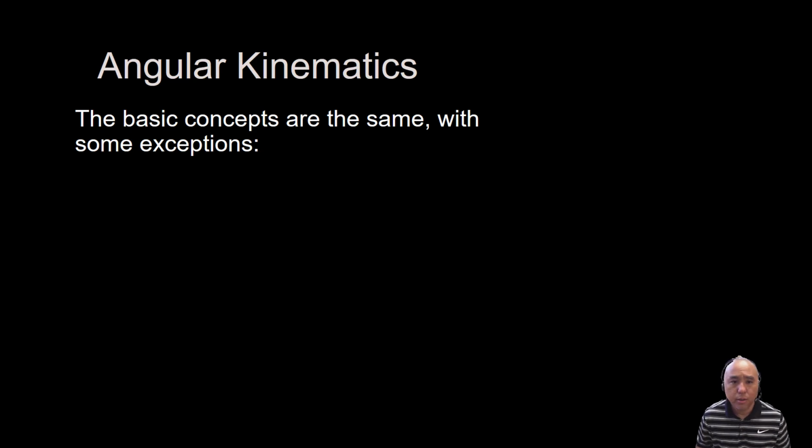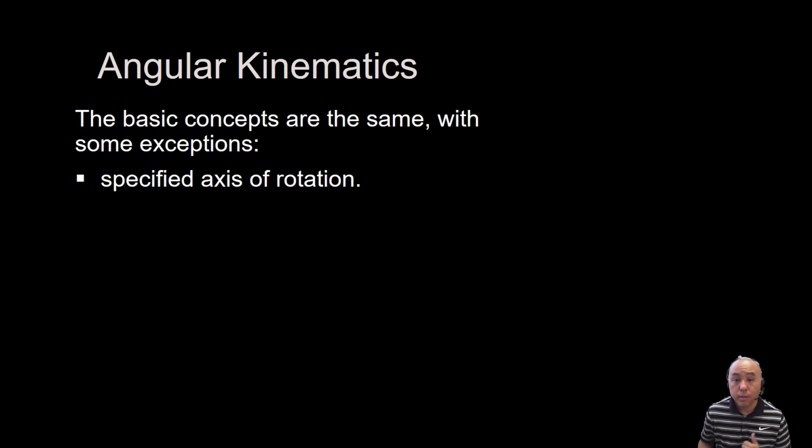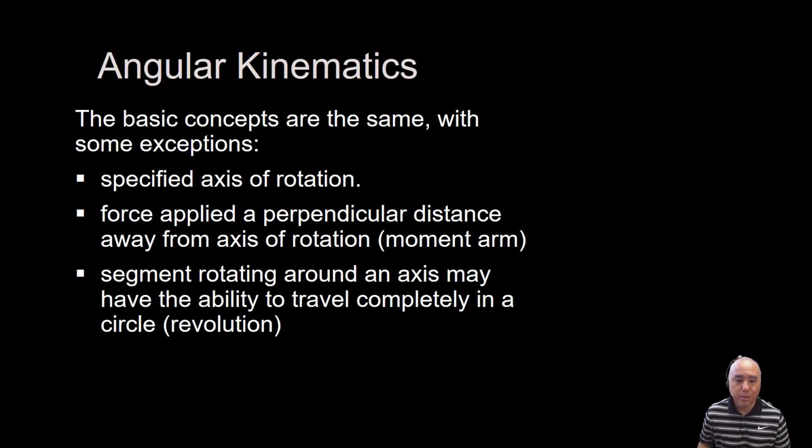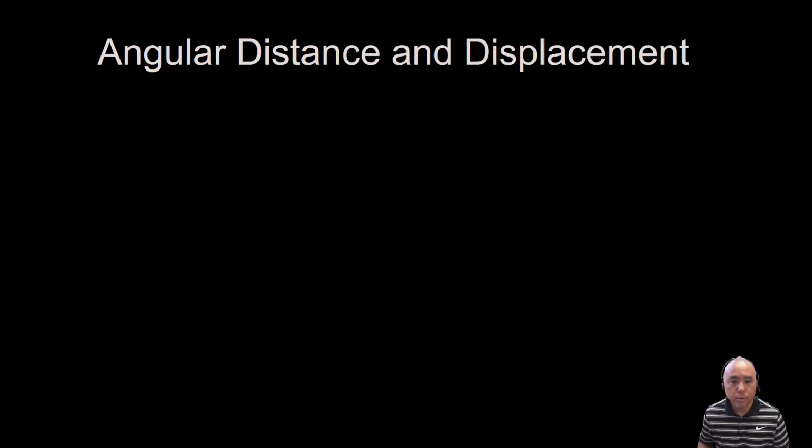So, as I mentioned earlier, the basic concepts are still the same in angular kinematics as they are with linear kinematics, except where we have a specified axis of rotation. The force that is applied to cause that rotation, if you guys remember, is called a torque. That force is applied at a perpendicular distance away from the axis of rotation, otherwise known as a moment arm. You should know that. The segment rotating around an axis may have the ability to travel completely in a circle, that's pure rotation or revolution, or it may have some combination of angular as well as linear motion.